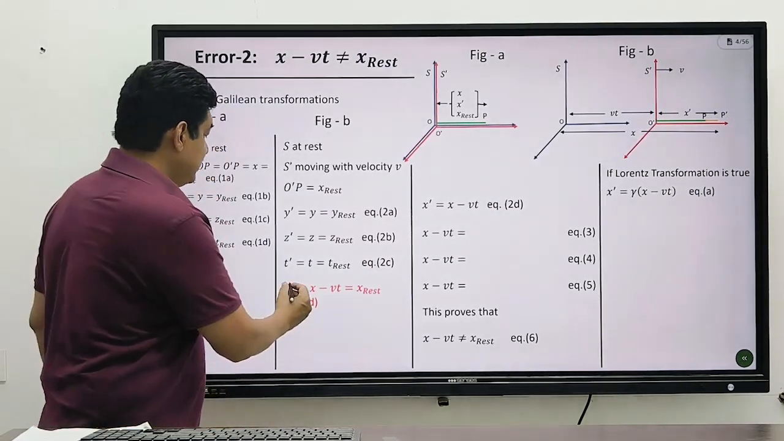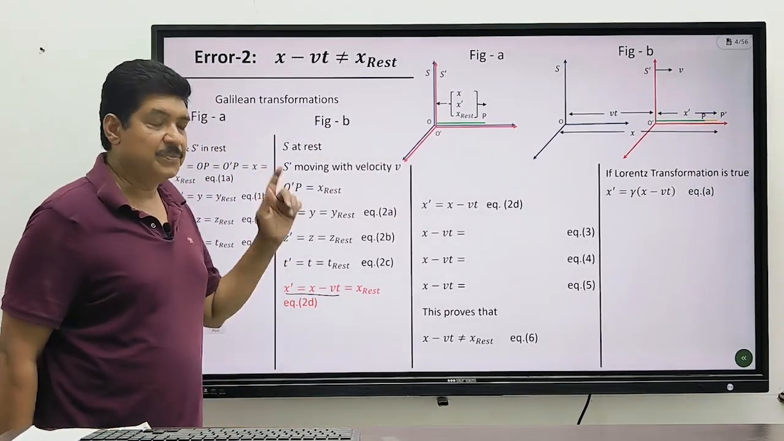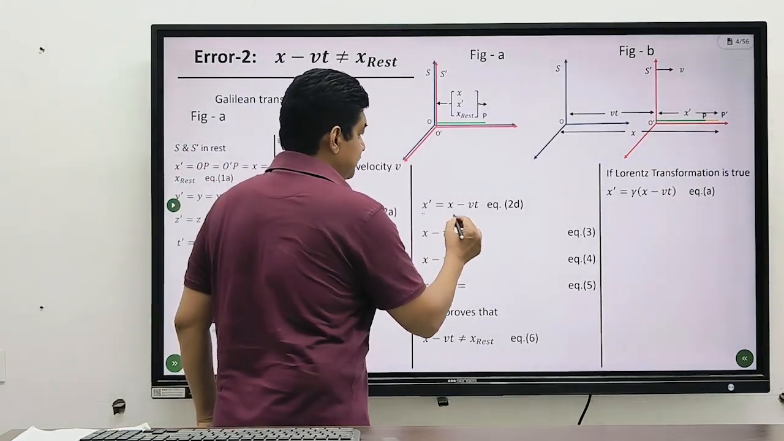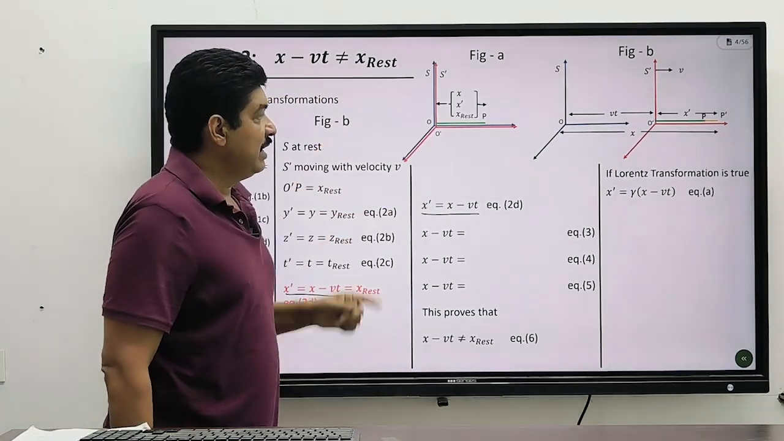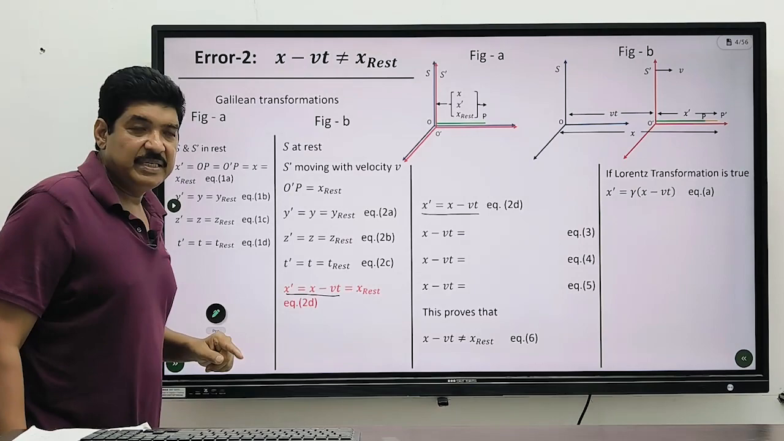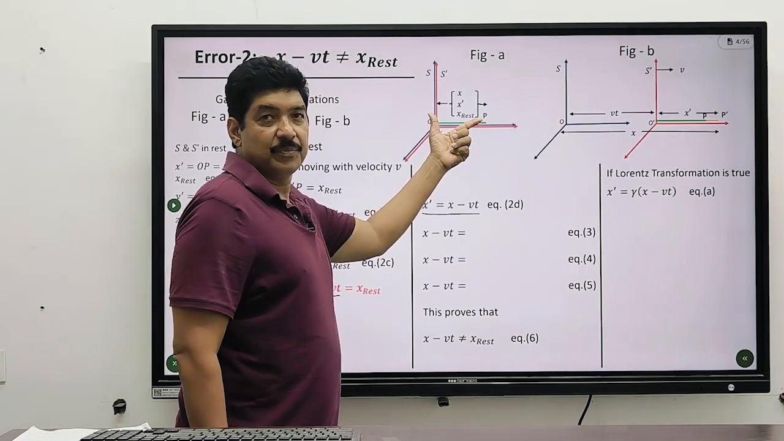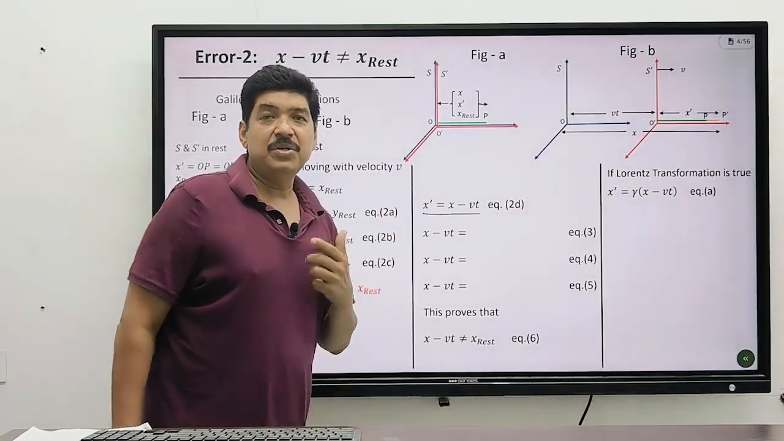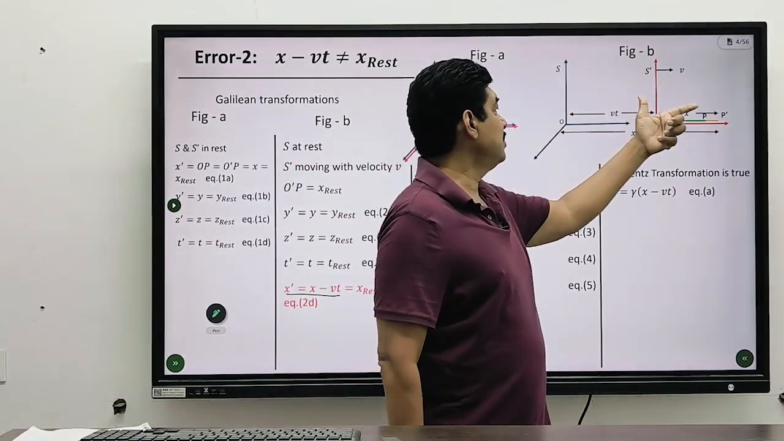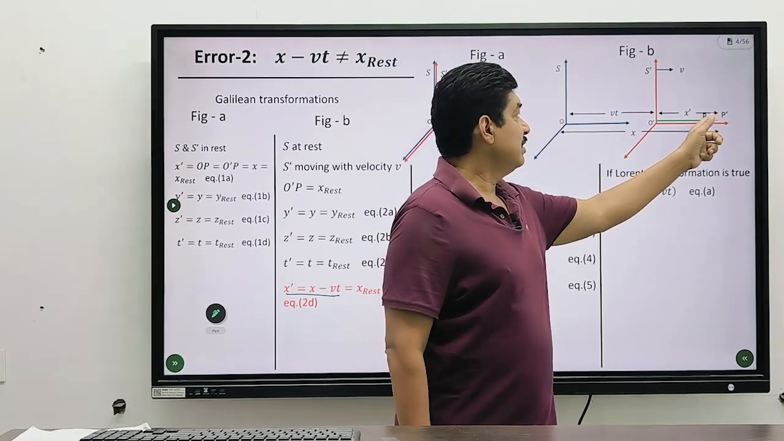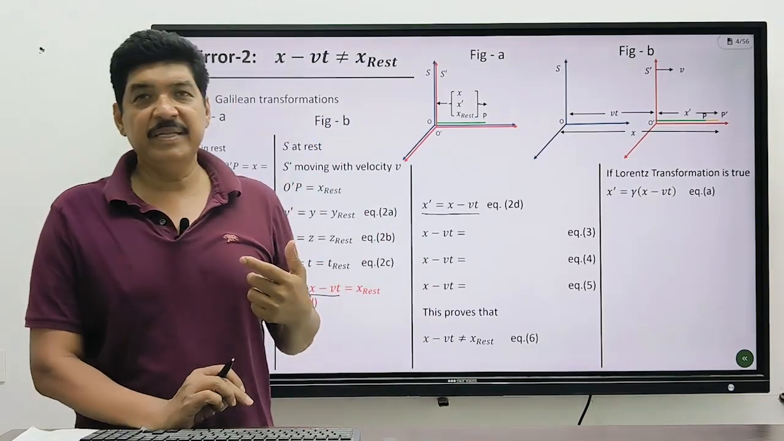So let us see this equation, x prime is equal to x minus vt, which is proposed by Galileo. We have written this equation here. Now what I propose is x minus vt is not equal to x rest. Actually, in Galilean transformation, the position of point P from O or O prime, there should be no transformation. Once there is no transformation, this x rest should be equal to O prime P. It will not transform from P to P prime. Actually, it should not, as proposed by Galileo.